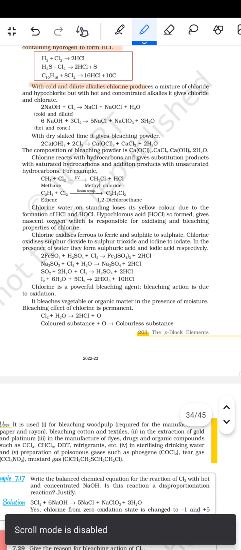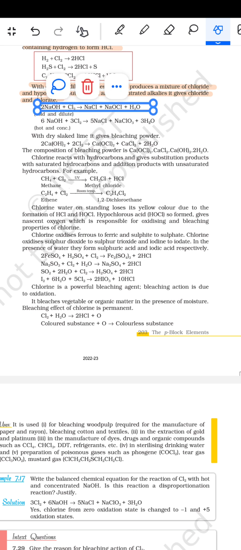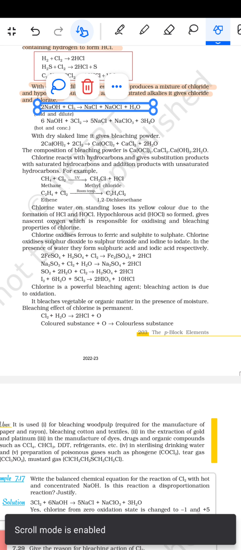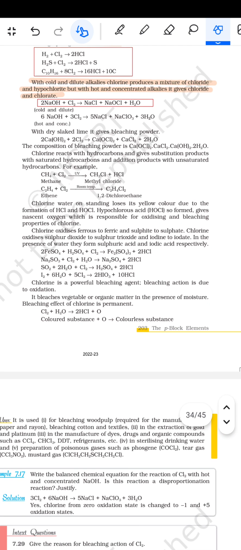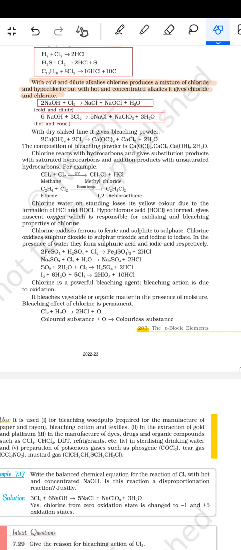With cold and dilute alkalis, chlorine produces a mixture of the chloride and the hypochlorite, but with hot and concentrated alkalis, it gives the chloride and the chlorate. NaOH plus Cl2 gives NaCl plus NaOCl plus H2O, then NaOH plus Cl2 gives NaCl plus NaClO3 plus H2O.